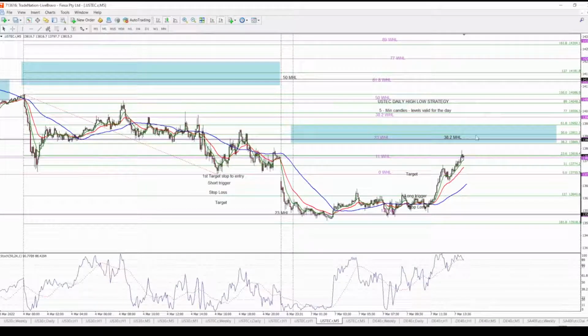Closing inside this area of consolidation. Often we see the other side. We know we have to watch out for the 38.2 of the monthly high low. We have to watch out for the 23 of the weekly high low and the 50 of the daily high lows. Quite a bit to get through there.